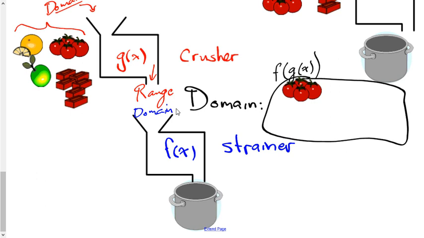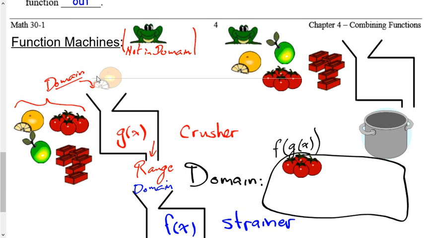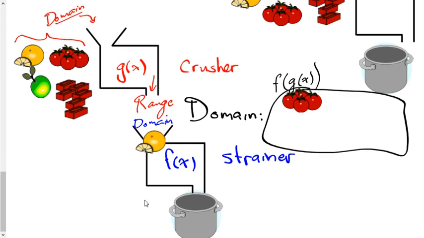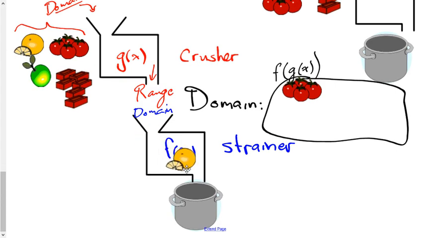Suppose I take the orange. Well, maybe I'll scroll up to the top and I'll grab an orange from up there so I can leave that one there. Take this orange, put it in, crush, crush, get orange mush out, stick it in here into my strainer, strain, strain, I get orange juice out. Spectacular. I love orange juice. That is in the domain of my composition of functions.